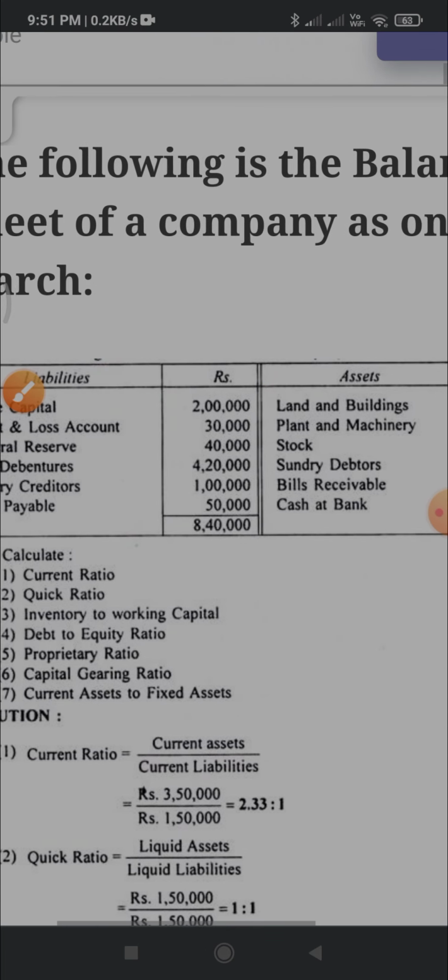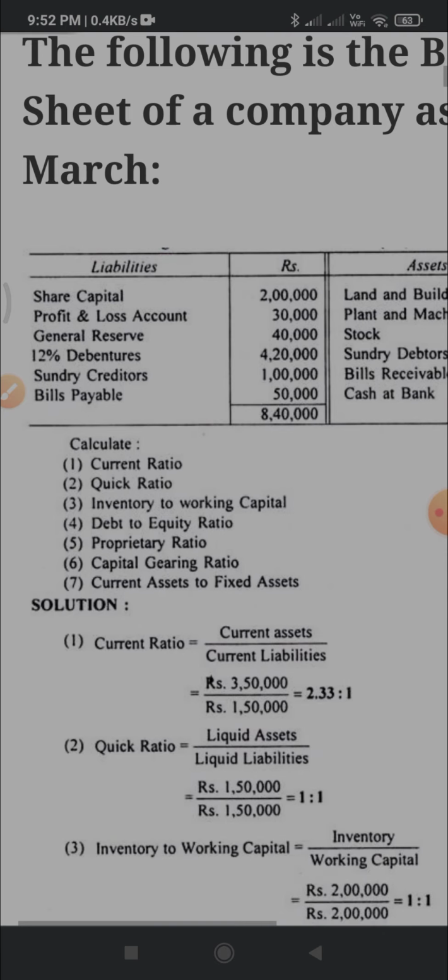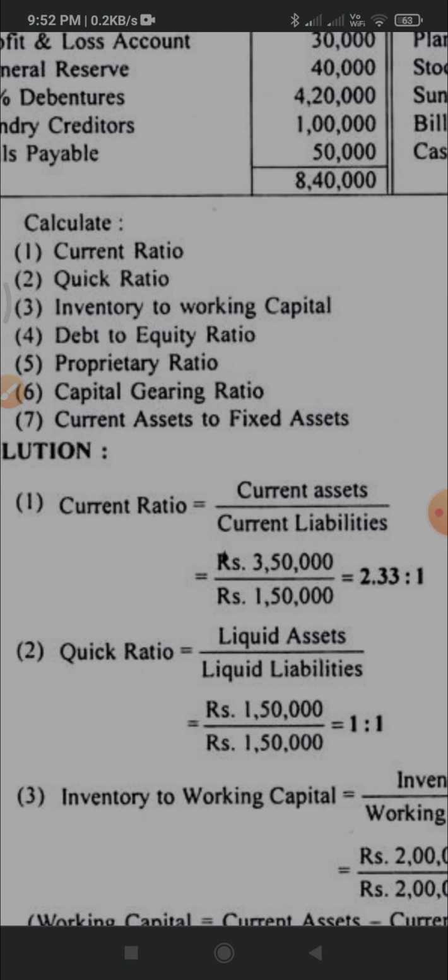And again, what are the quick liabilities? Quick liabilities are sundry creditors and bills payable as it is. There is no change. The current liabilities and quick liabilities are one and the same. So creditors 1 lakh and bills payable 50,000, total is 1,50,000. Quick ratio equals liquid assets divided by liquid liabilities. You can call them quick assets or quick liabilities also.